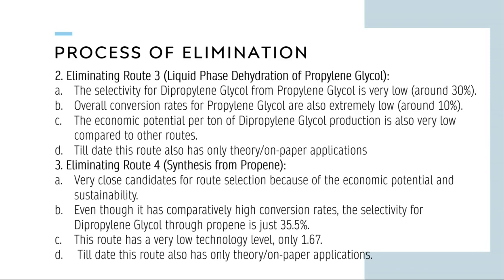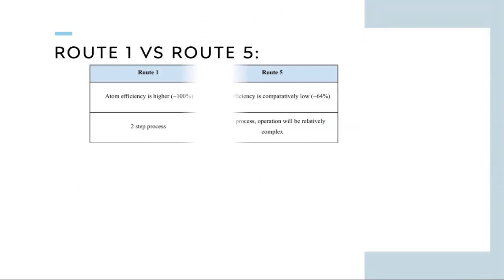See, this is the most critical step of chemical engineering process design, or you can say any project that you are going to do, or a plant design. So you must pay close attention to these things. So now let's move to route 1 versus route 5.